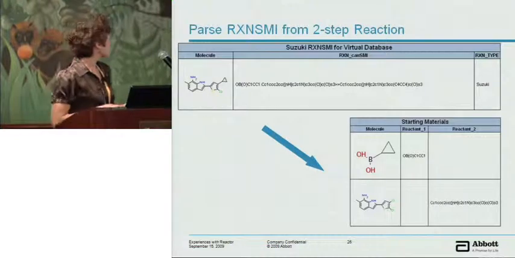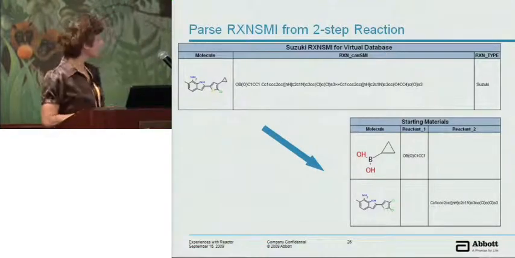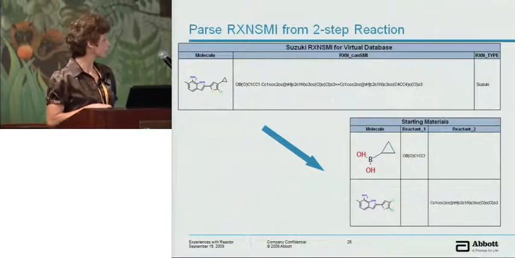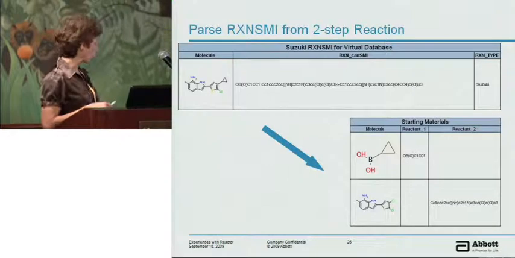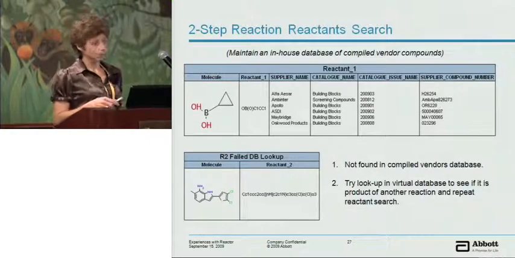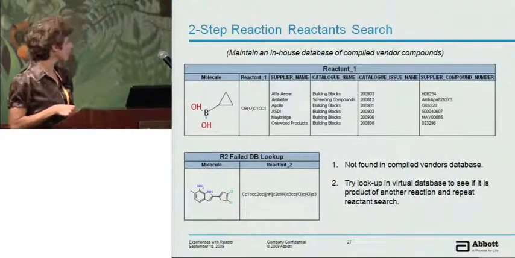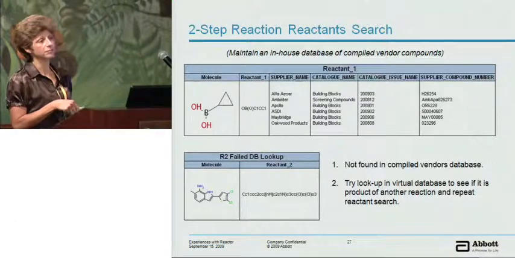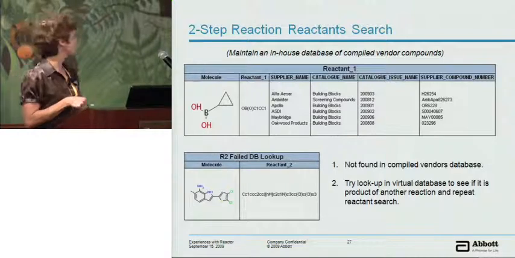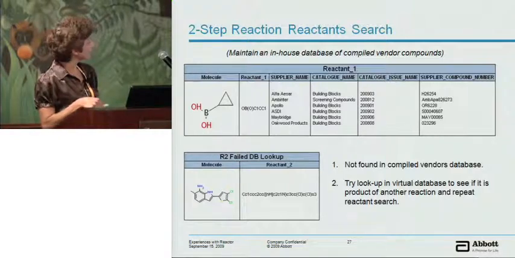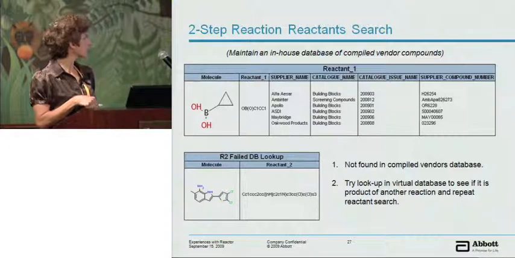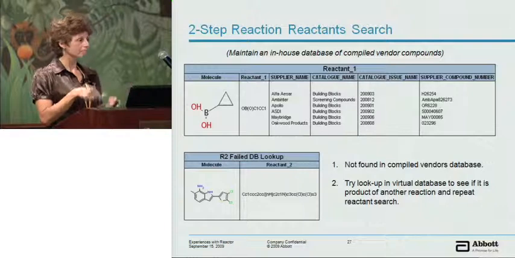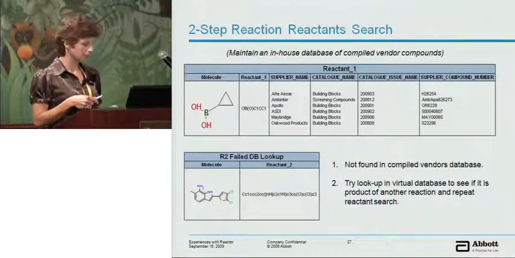Now, in the case of this two-step reaction, we know that this starting material here is actually a virtual product in itself. So when you go to do the reagent lookup, you probably may not find it. Over time, maybe in a couple of years, maybe this will be available. Some vendor will have made it, and you don't have to make it. But in the meantime, if you can't find it in any current catalogs, you would just have to look it up in the virtual library to see what its starting materials were, and then just do the reactant search again.